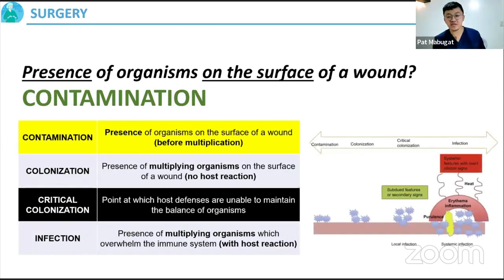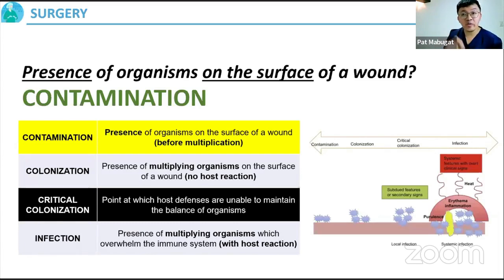So this one is taken from Junqueira. Contamination refers to the presence of organisms on the surface of a wound. This occurs before multiplication. Colonization refers to the presence of multiplying organisms. Contamination, it's just there. Colonization, they're multiplying. But both contamination and colonization do not exert a host response. They're just there. They're not interfering with your immune system. They're not eating off your skin, your organs. They're just there.